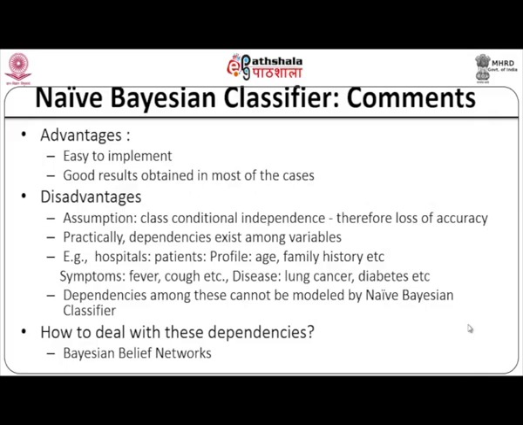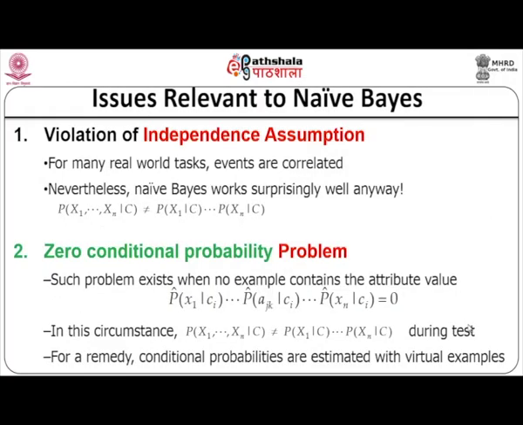Disadvantages, of course, are the assumption of class conditional independence, and therefore loss of accuracy. Practically, dependencies exist among variables; you cannot assume that they are independent. For example, in hospitals, patient profile, age, family history, all these are connected. Symptoms, fever, cough, those are connected. Disease, lung cancer, diabetes, are connected. So, the dependency among these variables cannot be modeled using naive Bayes. The model does not allow that. So, how to deal with these dependencies? That is the Bayes belief network, which we will discuss later.